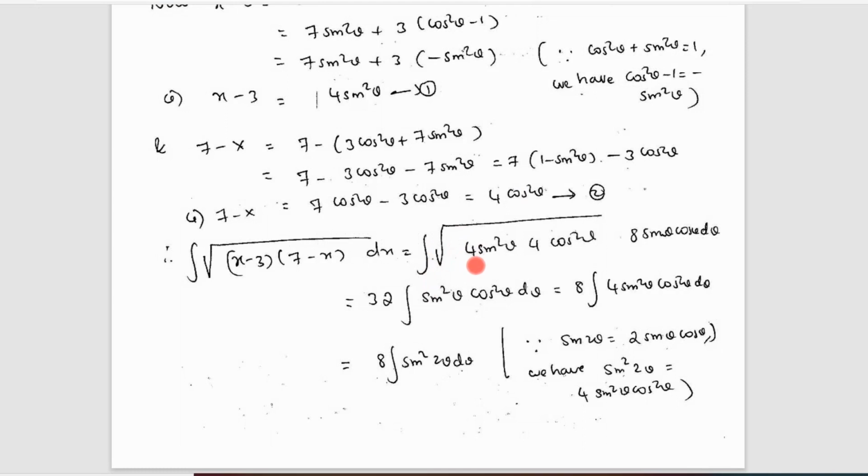What is the square root of 16? Here we have 16. The square root of 16 is 4. Already we have 8. So if you multiply, then you will get 32. Okay, so 32 is a constant here.